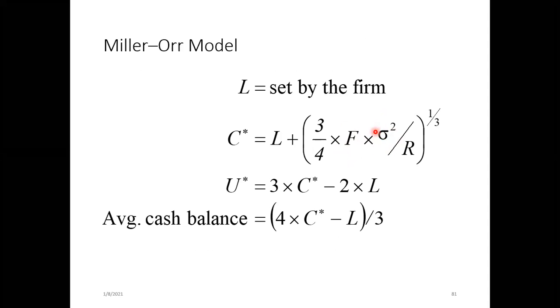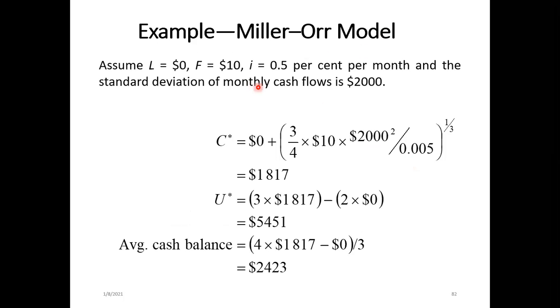And here it is variance, not standard deviation. If they give you standard deviation, you have to square it. If they give you variance, no need to work more. You can put that figure directly and divide by the rate of interest. How much is the monthly rate of interest? It is 0.5%. 0.5% means when we convert into decimal, we divide by 100, so 0.005, right?